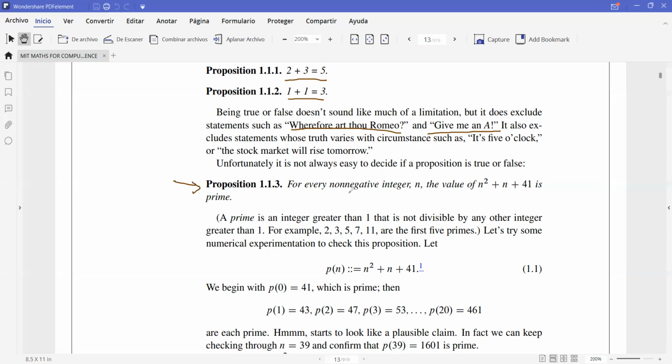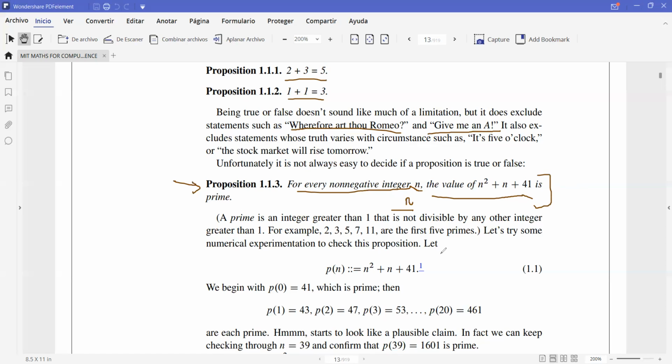Then we're going to this proposition. For every non-negative integer n, this is a more elaborate proposition. We're defining a universe. Well, this is called a quantifier, but we're going to go through that sometime. The value of n squared plus n plus 41 is prime. Well, this is a statement that could be true or false, so it's a proposition. A prime is an integer greater than 1 that is not divisible by any other integer greater than 1. For example, 2, 3, 5, 7, 11 are the first 5 primes.